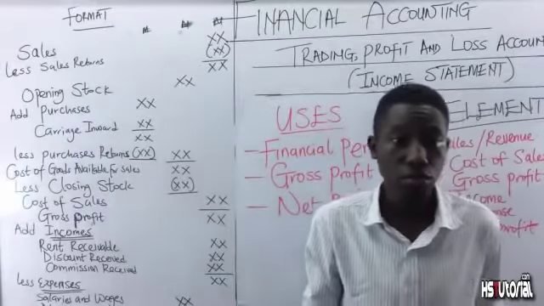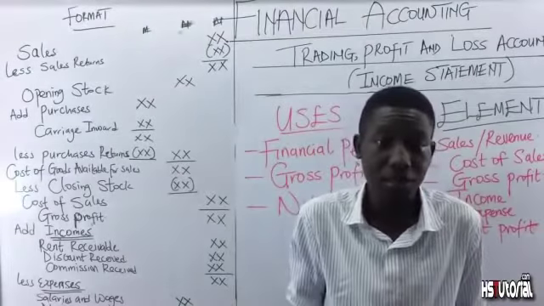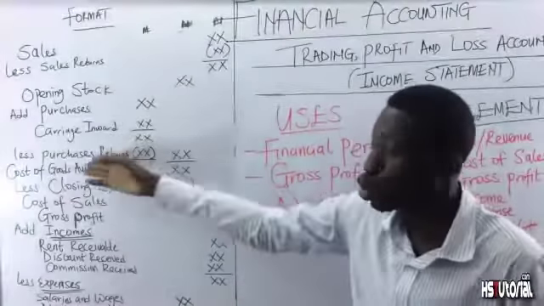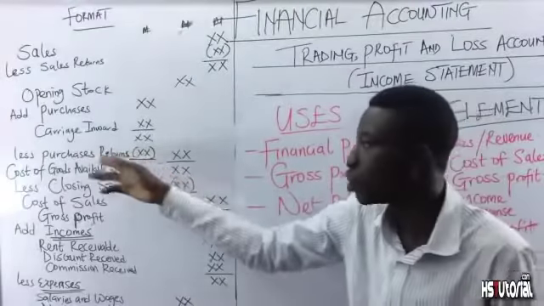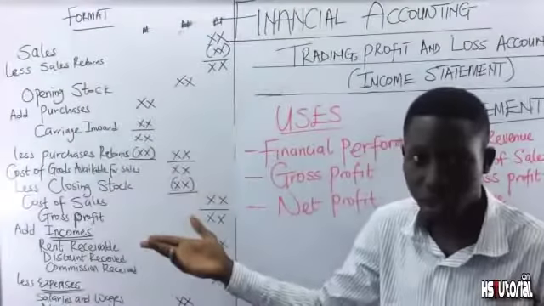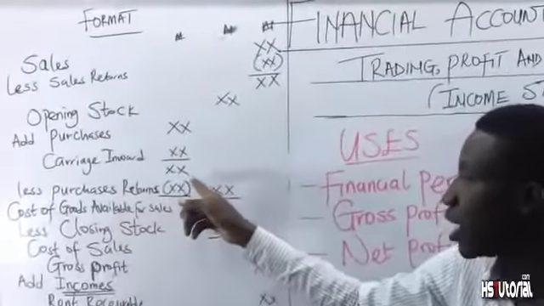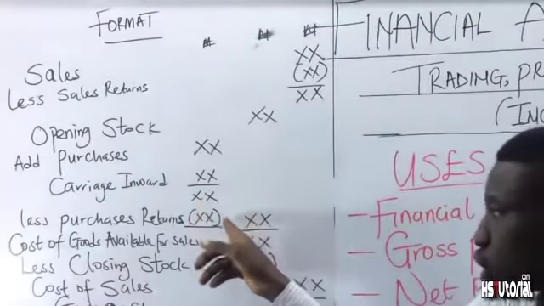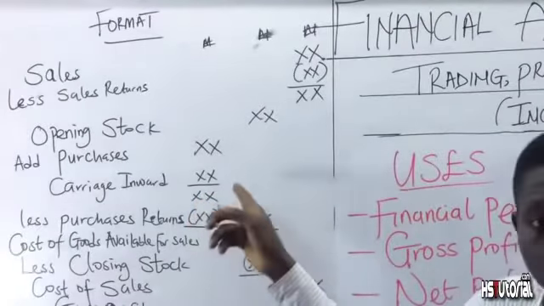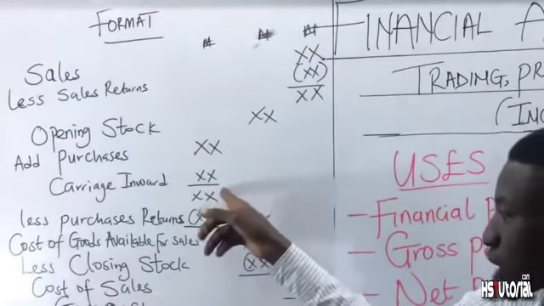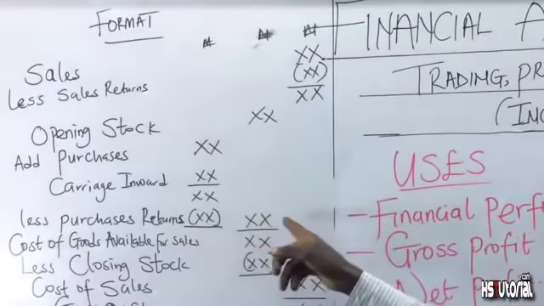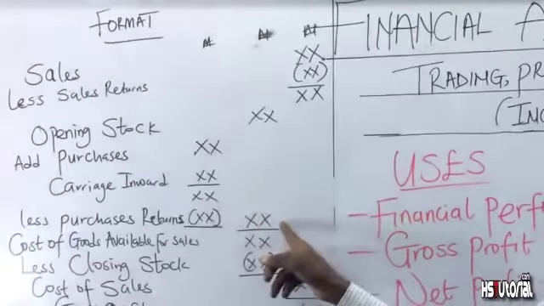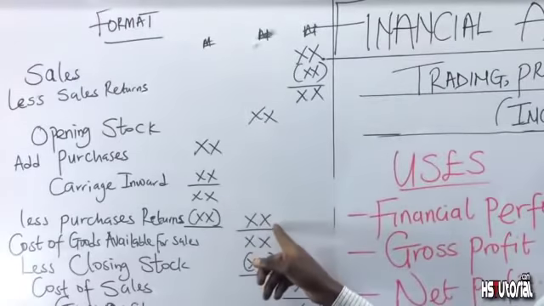Some of the goods have spoiled or been damaged, so you will have to return those parts to your suppliers. When you return them to your suppliers, deduct it from your outstanding purchases. Then what you now have, you write here as an addition to the opening stock.